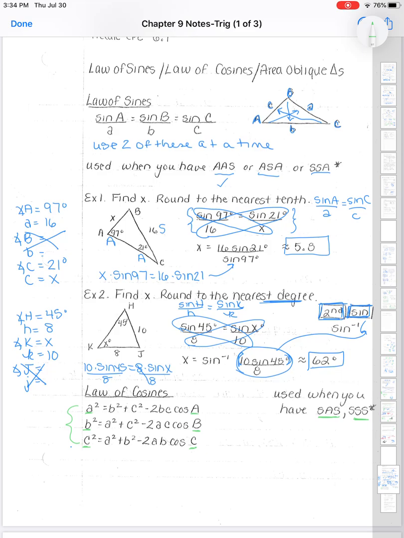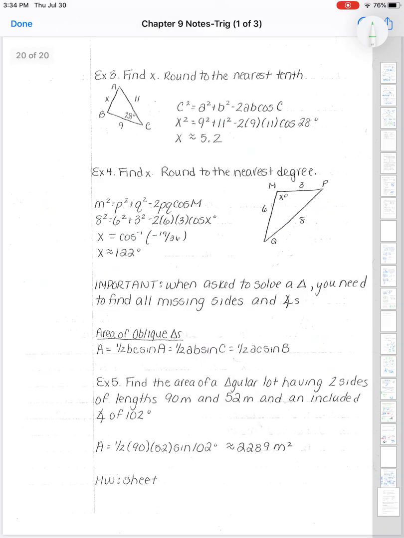So if it's little a squared, then it equals b squared plus c squared minus 2bc cosine A. If it's b squared, then it's a squared plus c squared minus 2ac cosine B. And if it's c squared, then you have a squared plus b squared minus 2ab cosine C. And again, dependent on how the question is worded or what information is given, that'll help you figure out what you're going to need.